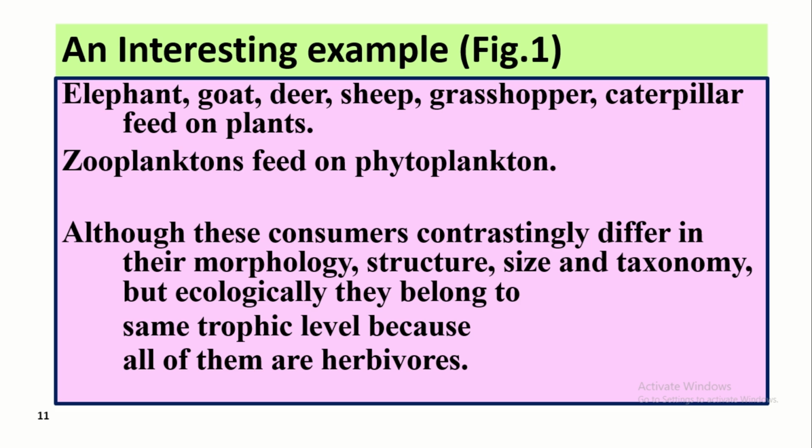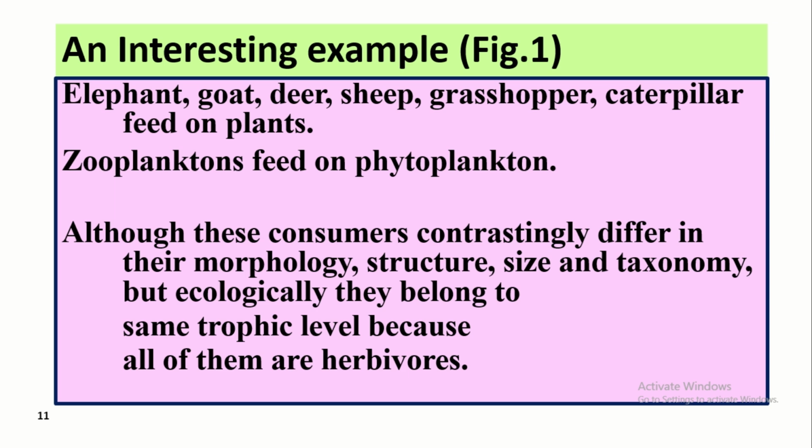This is another very interesting example. Elephant, goat, deer, sheep, grasshopper, caterpillars, they feed on plants. Zooplankton feed on phytoplankton, and phytoplanktons are plants. Although these consumers contrastingly differ in their morphology, structure, size, and taxonomy, logically they belong to the same trophic level because all of them are herbivores.